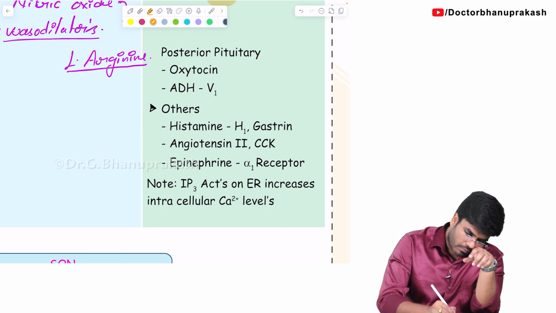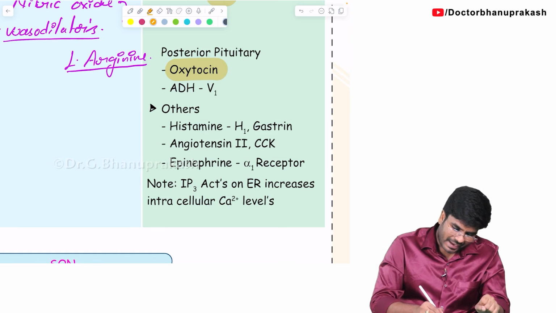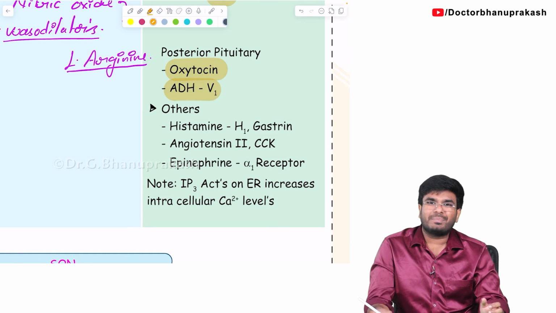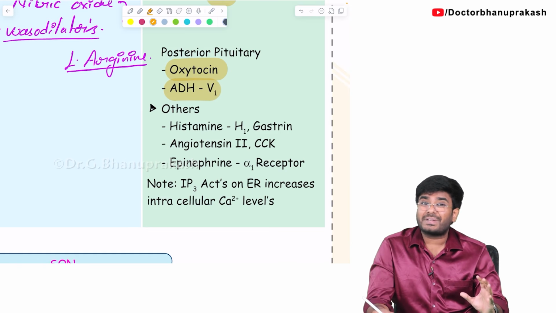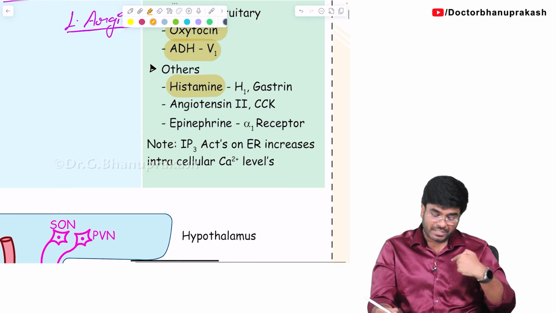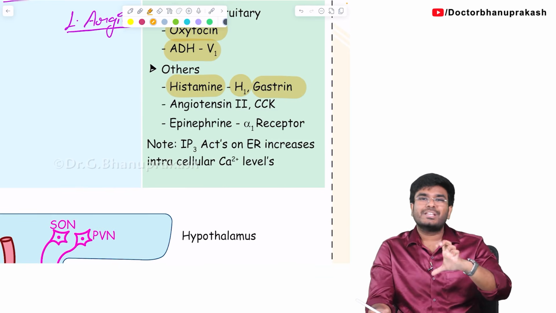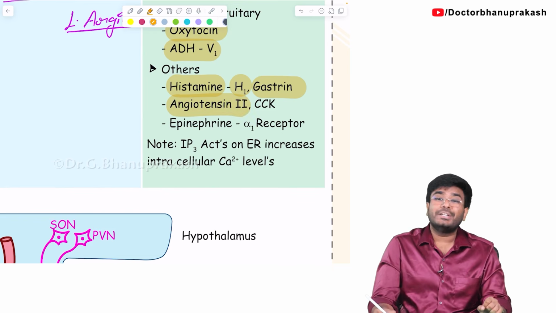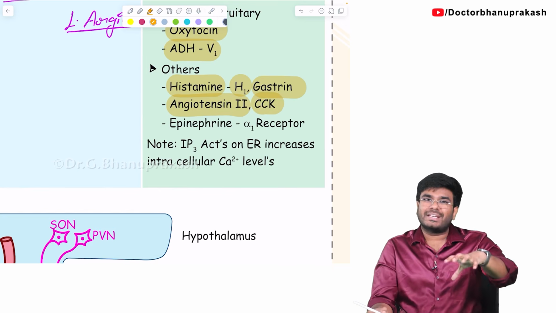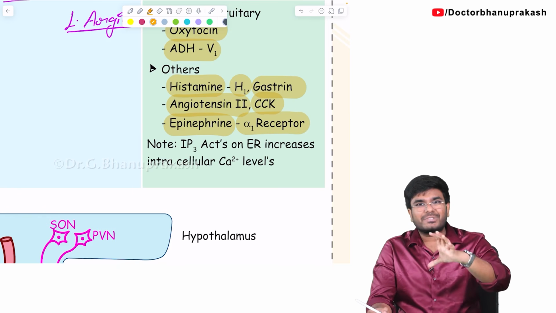For example, what is the function of oxytocin? Uterine smooth muscle contraction. Antidiuretic hormone, also called vasopressin, if it is acting on V1 receptors, causes vasoconstriction. Histamine, when acting on the H1 receptor, causes bronchoconstriction. Gastrin causes stomach contractions. Angiotensin 2, as the name itself suggests, causes blood vessel contraction. Cholecystokinin causes gallbladder contraction. Epinephrine acting on the alpha-1 receptor causes vasoconstriction.